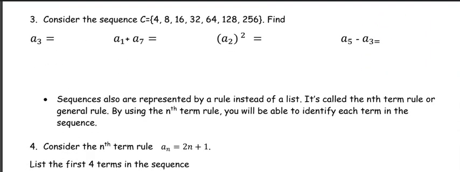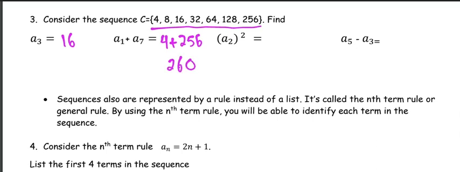For the next problem, we have a sequence. Looking at this sequence, the third term is 16. The first term plus the seventh term, or a sub 1 plus a sub 7, is going to be the first term, which is 4, plus the seventh term, which is 256. When we put that in the calculator, the answer is going to be 260.